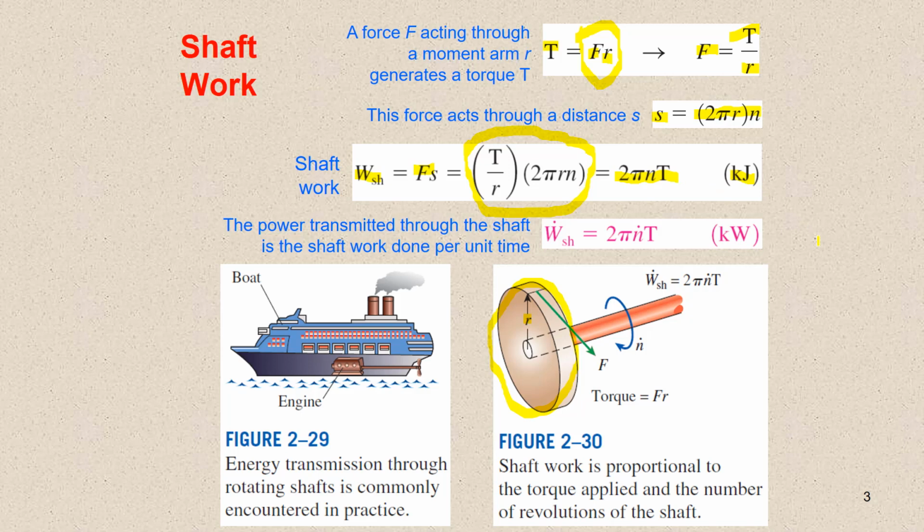The power transmitted through the shaft is the shaft work done per unit time, which can be expressed as W dot sub sh equal to 2 pi n dot T, where n dot is the number of revolutions per unit time.